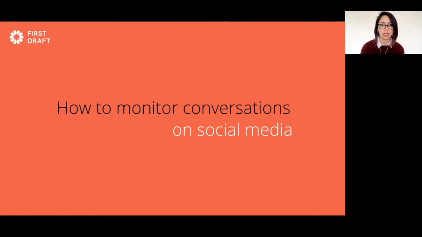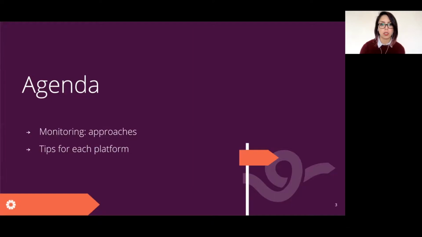conversations on social media. So we're going to do two things. First, we're going to talk about how we at First Draft have found is the best way to approach monitoring. And then we'll go through some tips for different platforms. We're going to cover Facebook, Instagram, Twitter, a bit of TikTok and Reddit, and then some Google tools that you can use. So this is a jam-packed session. If you have any questions, please put them in the chat box. I will keep an eye on that throughout the session as well.